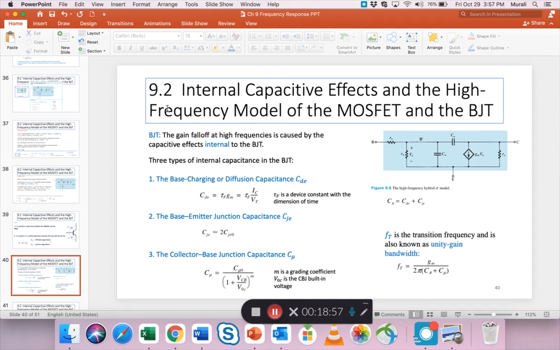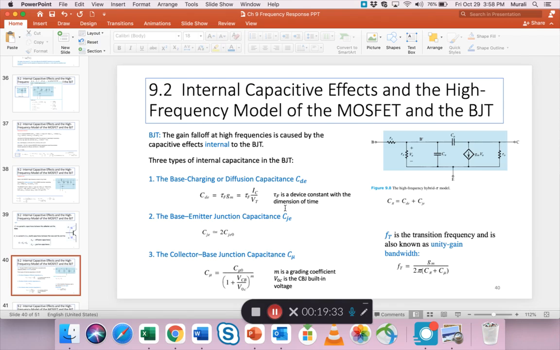For BJTs also, I introduced you to these formulas. There are 2 or 3 capacitances that we are concerned about. They're called C pi and C mu. C pi is the sum of 2 other things, CDE and CJE. They have their formulas here. This new constant tau f has been introduced. And then we have some voltages here. And then we again have the fT, which is the unity gain frequency.